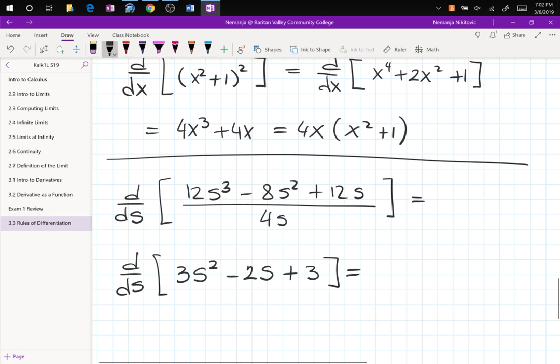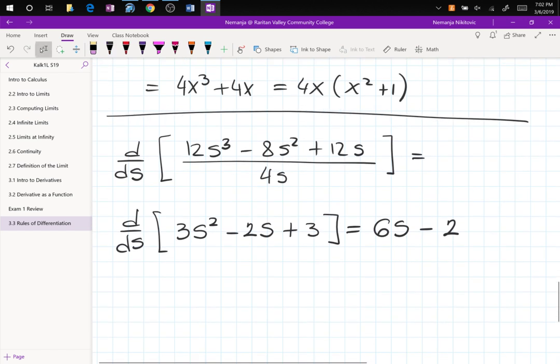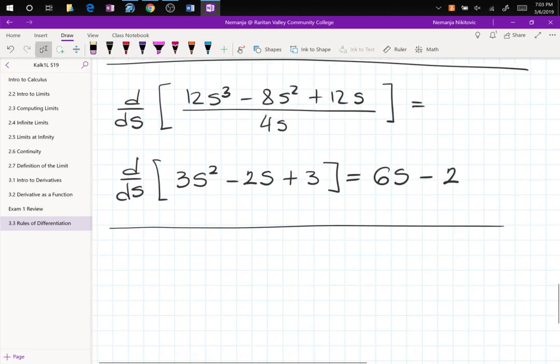Derivative of 3S squared is 6S minus 2, and derivative of 3 is 0. Good. Great. There is one more concept here, and then we go to the break. And that is higher order derivatives.